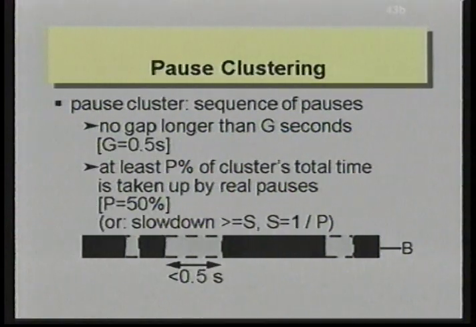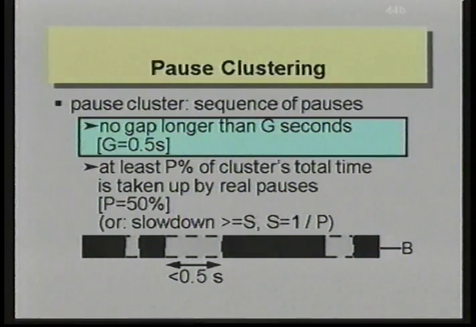In effect, what we're doing is trying to group all these pauses into longer pauses as long as they fulfill two rules. The first condition is that no gap within a cluster should be longer than a certain time interval. The time interval we chose was half a second, so we assume that if two pauses are half a second apart, the user is going to be able to tell that there are two different pauses, and therefore we don't group them into the same cluster.